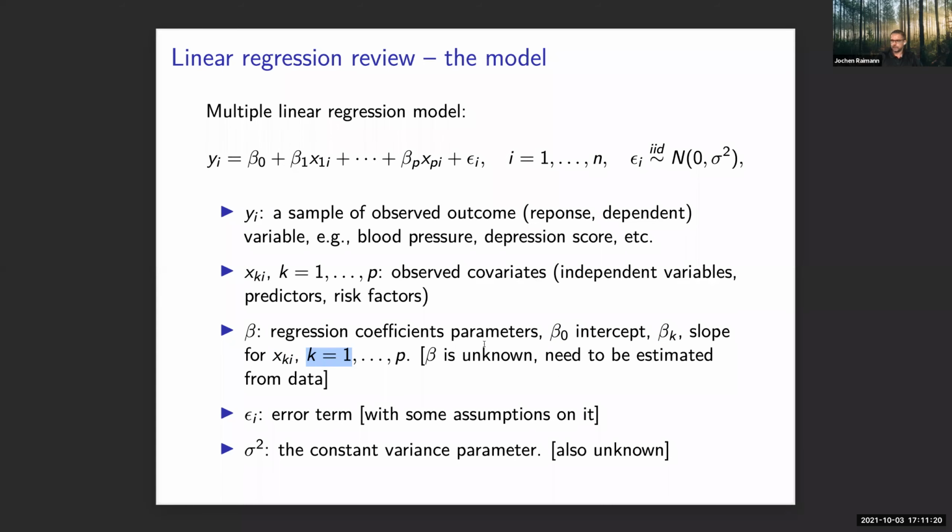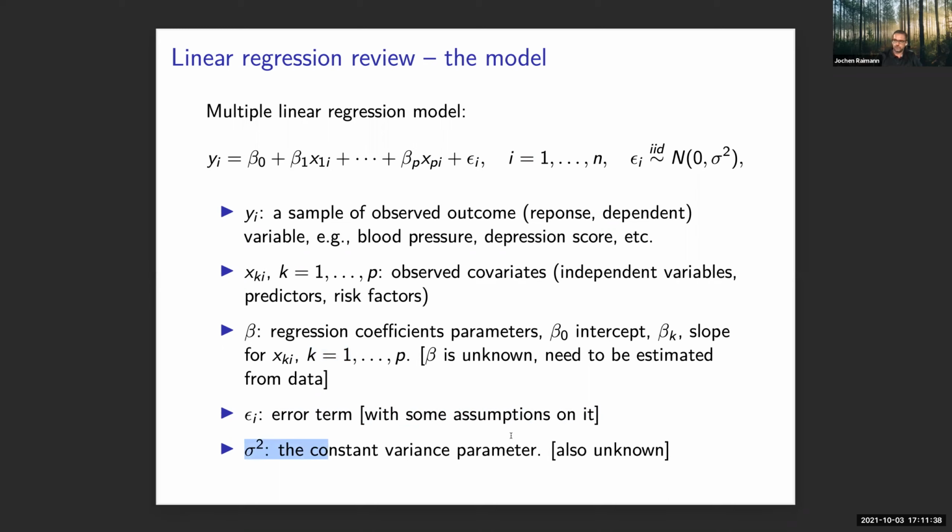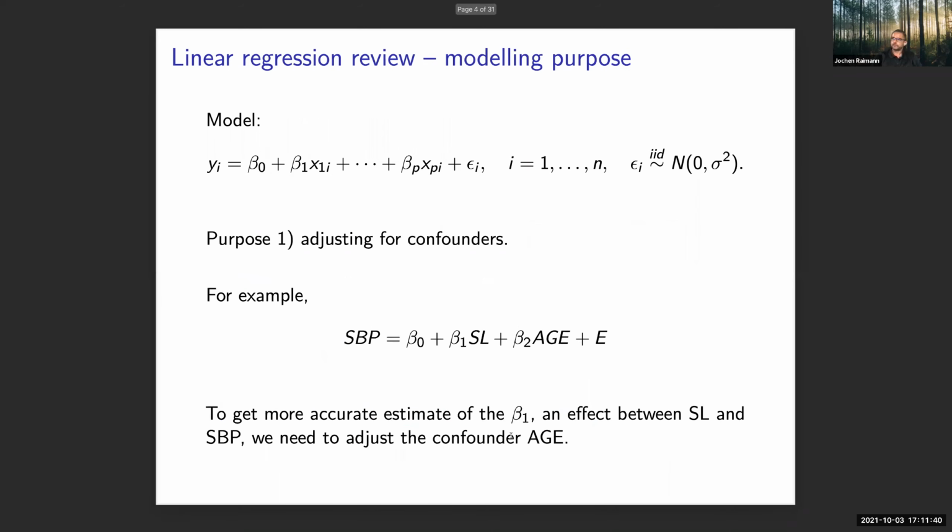The beta is unknown and needs to be estimated from the data and then becomes the beta hat. ei is the aforementioned error term that has some assumptions on it, which are important for you to know, so please keep them in mind. Sigma squared is a constant variance parameter, is also unknown and estimated from the data. We have a model that builds as shown on the previous slide.